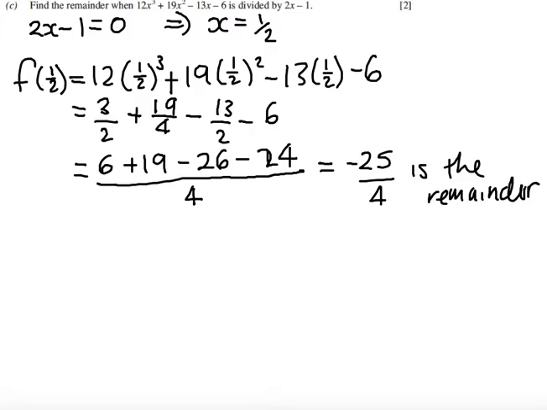Now, let's look at how we get the marks in this question. If in some way you have attempted to substitute in a half into the expression, you get a method mark, and then you get an answer mark if you've managed to persist and find the answer is minus 25 over 4. I hope that all made sense and that you were able to understand what we were doing there.